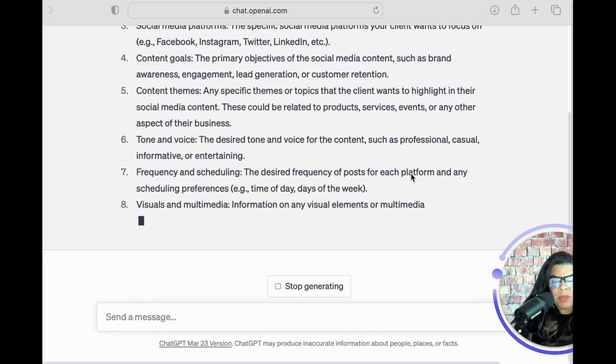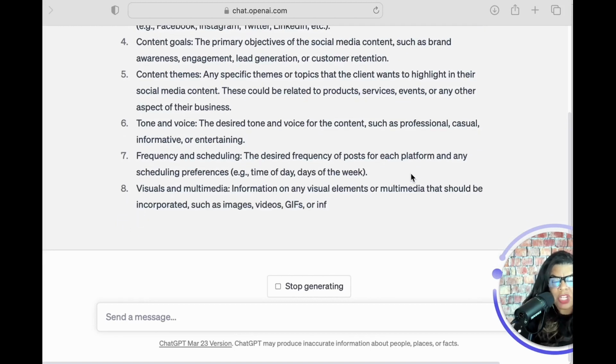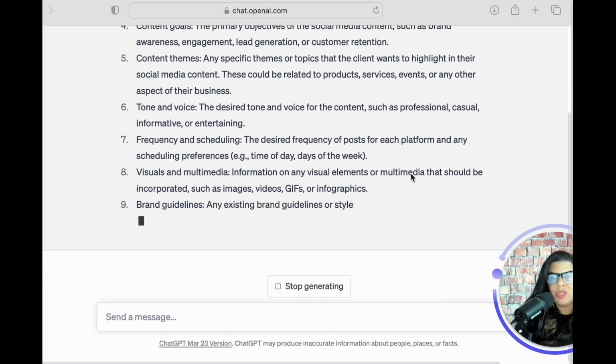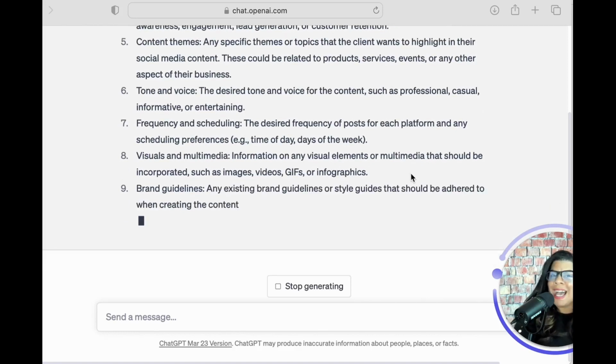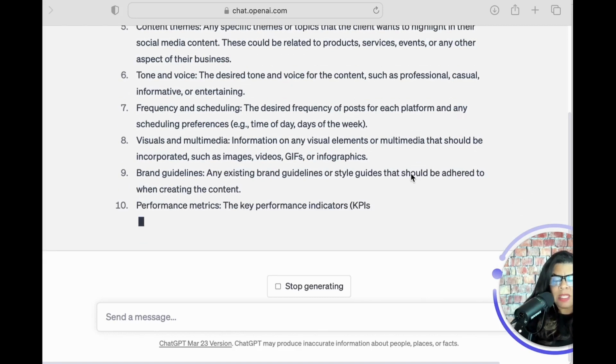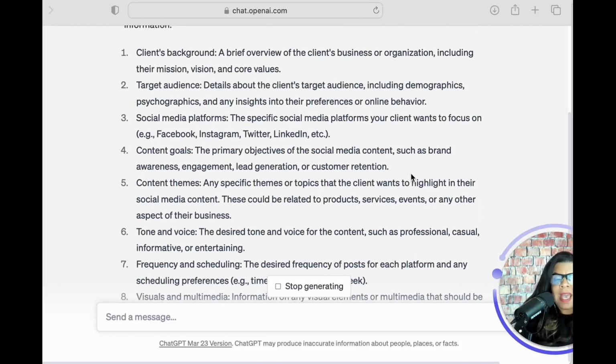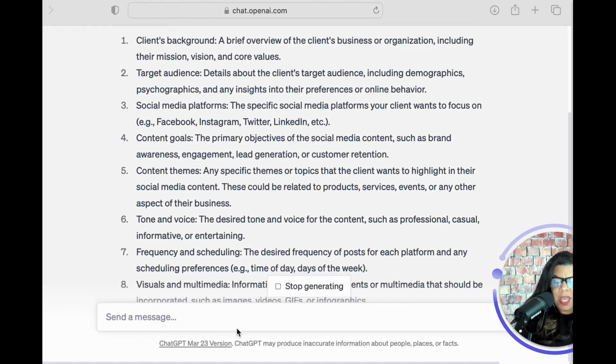And visuals and multimedia, any information on the visuals or multimedia that should be used and incorporated, brand guidelines, that's a good one, performance metrics, and you don't have to have all of this. Just give it as much as you can. So let's do work for a cupcake shop. So we're going to call it Raina's Cupcakes.